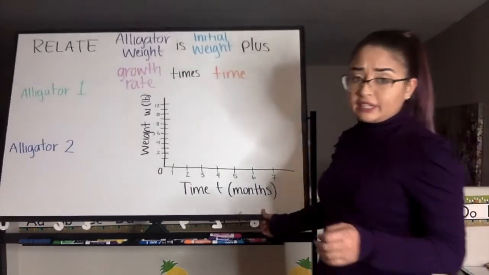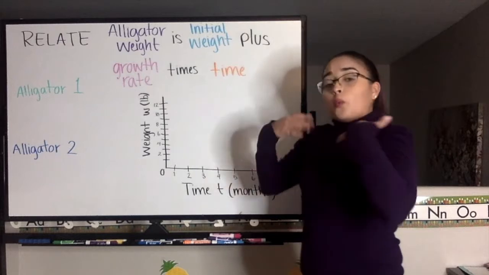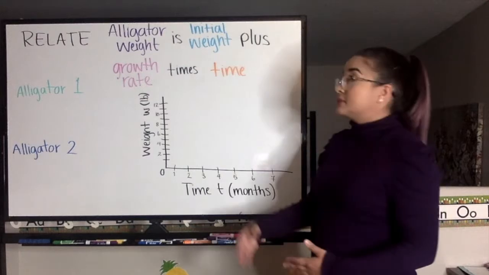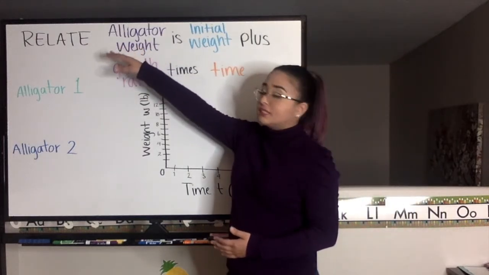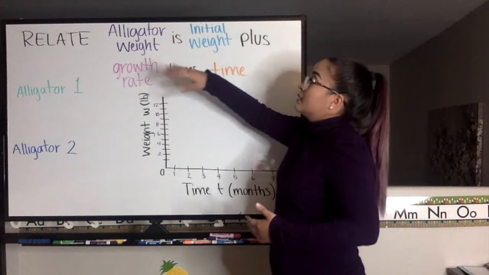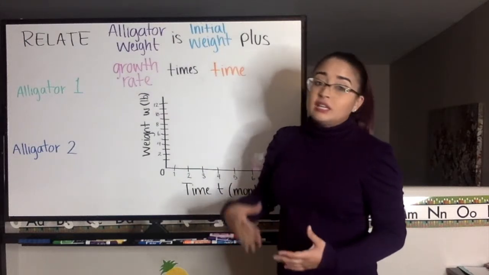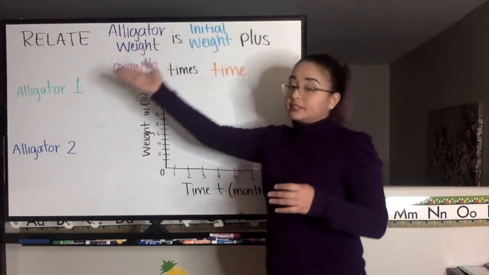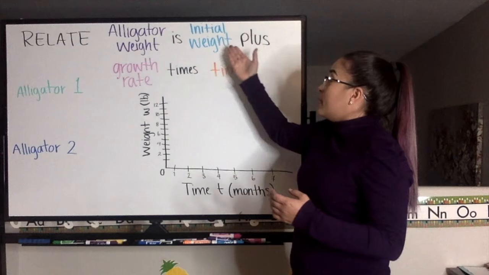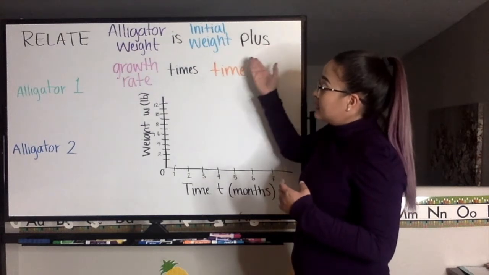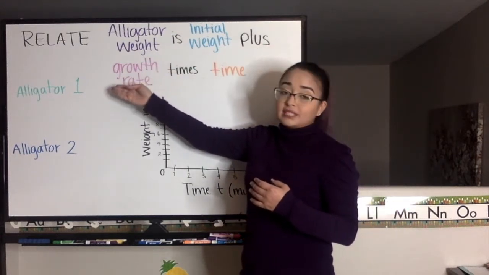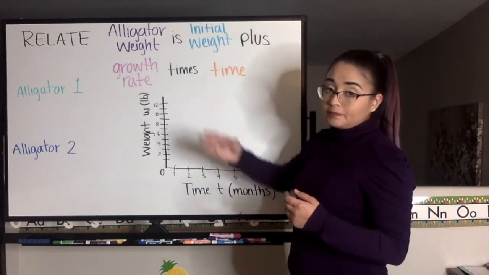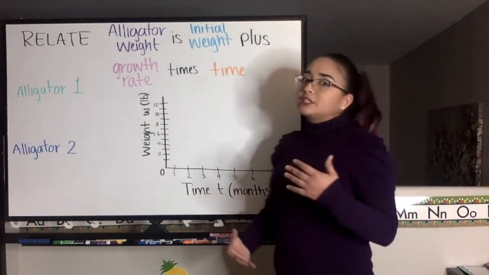So what are we going to do with that information? We're going to be creating our equations. Now, we're going to let the alligator weight be the initial weight. So the information that we had down for alligator 1, which is initial weight, is going to be the alligator weight. We're going to add that to growth rate, which is going to be multiplied or times time. Okay? So it's going to look a little like this.